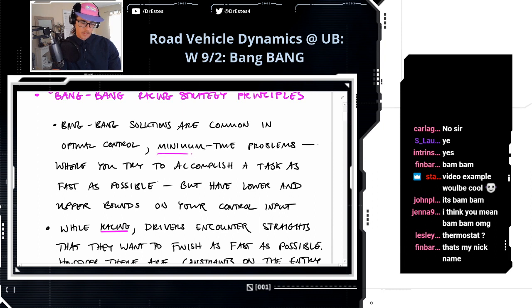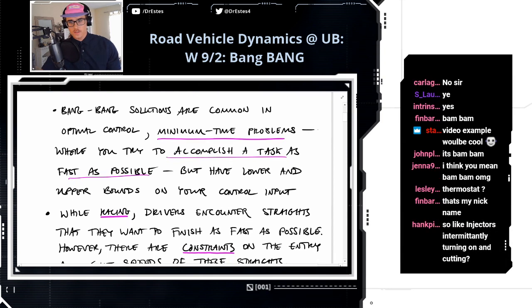common in minimum time problems. That is trying to accomplish some task as fast as possible. That's a minimum time problem. Okay, but you're trying to do something as fast as possible, but here's the catch. You have lower and upper bounds on your control input. That means if I'm trying to push something as fast as possible, I don't just have infinite force. There's some upper bound on the force that I can actually apply. There's also a lower bound, which is important in racing.